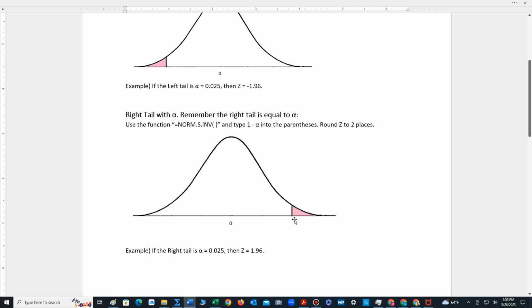Now for the right tail, if we want to find the critical value, we have to modify the process. Because to find this critical value, we need the area to the left of the critical value. We're given the tail area, in this case it'll be 0.025, but what we need to do is calculate this area, and that's computed by taking 1 minus alpha, inserting 1 minus alpha into the function that we discussed in the first example, and that will provide us with the critical value.